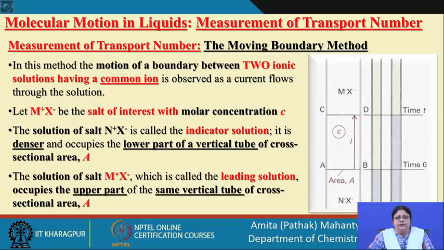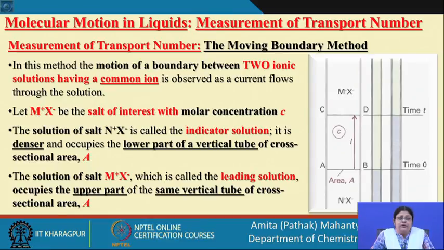So, we have two electrolyte solutions that have one common anion, that is X. The two ionic solutions, salts, are MX as one and NX as the other. What we are going to see is the motion of the boundaries between these two ionic solutions. MX is the one for which we want to find out the transport number, the M ion.